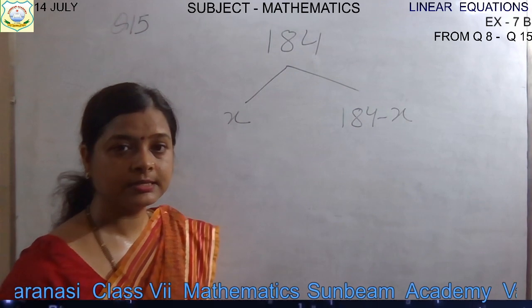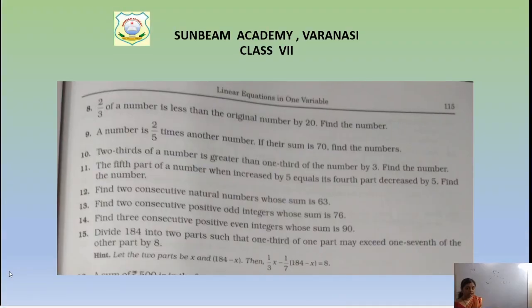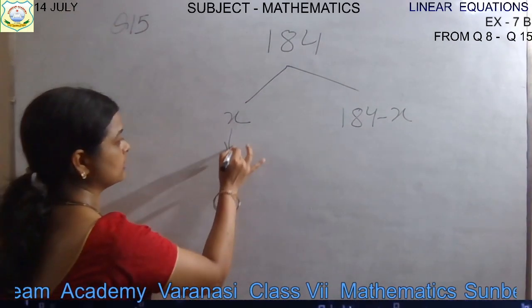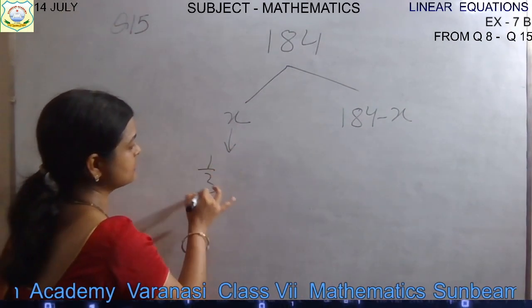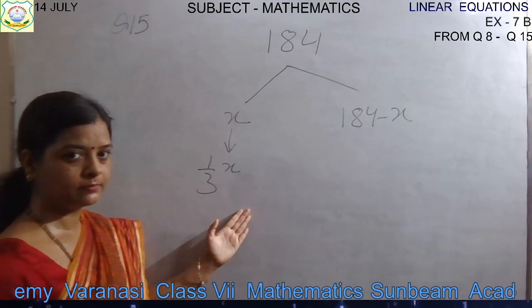Okay. Now let's see what the question is. The question is: divide 184 into 2 parts. We have divided already. In such a way that 1/3 of one part, now what is 1/3 of one part? Let's take one part and take a 1/3 of it. So I am choosing x. So what is 1/3 of this x? 1/3x. 1/3 of this number will be 1/3x.